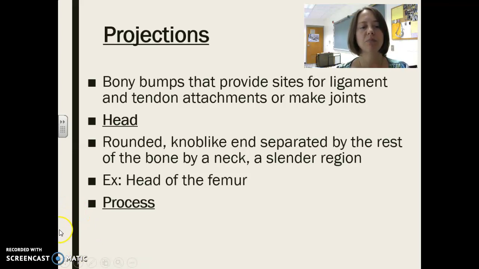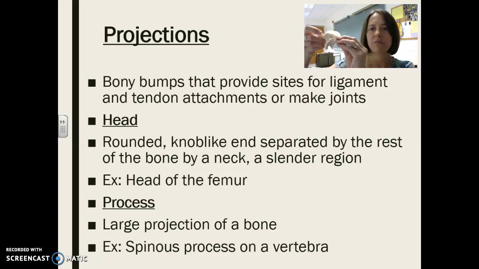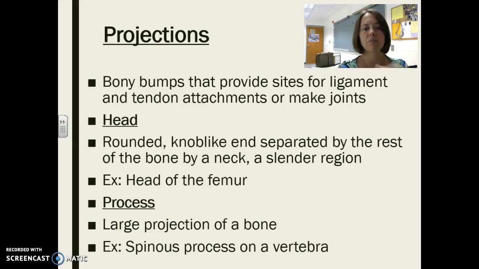Another projection is a process. A process is a large projection on a bone. An example is the spinous process on a vertebrae. So here's our vertebrae, and you can see here that there is a large projection, and that is called the spinous process. This is a place for muscle and tendon and ligament attachment. So muscles through tendons, tendon and ligament attachment, spinous process. And then looking back at the head of the femur, this is very important for the formation of a joint, for articulation.